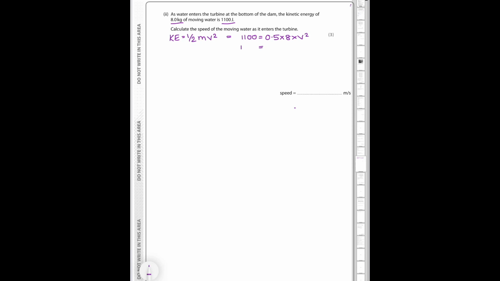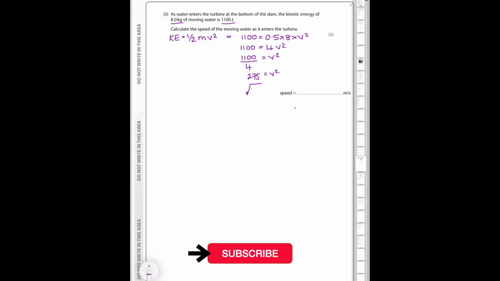So 1,100 equals 4 times velocity squared, which means velocity squared is 1,100 divided by 4. So velocity squared is 275. And if we calculate that out, then we would do the square root of 275. So if we did the square root of 275, our answer here would be 17.